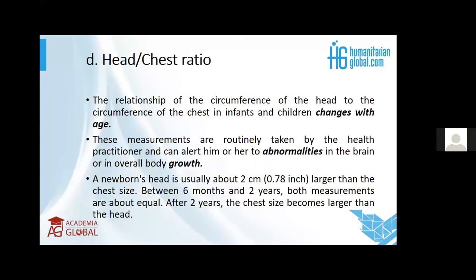Now, the other measurement that is used to assess growth is the head-chest ratio. We are saying here that the relationship of the circumference of the head to the circumference of the chest in infants and children changes with age. We usually take these measurements routinely so that we can detect if there are abnormalities in the brain and in the overall growth. We are giving an example there. When a baby is born, its head is about 2 centimeters, or 0.78 inches, larger than the chest size.